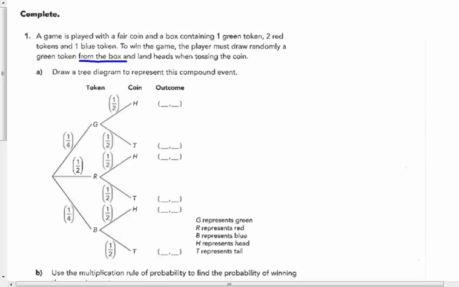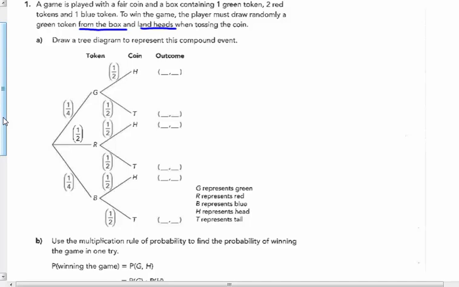Picking from the box and landing heads. So in the box, there's a green, two red, and one blue. A total of four tokens or little discs that you can pick up that are colored. Since two of them are red, it's the same thing as 2/4 here, but they're showing it as 1/2. I would prefer that it said 2/4 because there's one token that's green out of four, two tokens that are red out of four, and one token that's blue out of four.